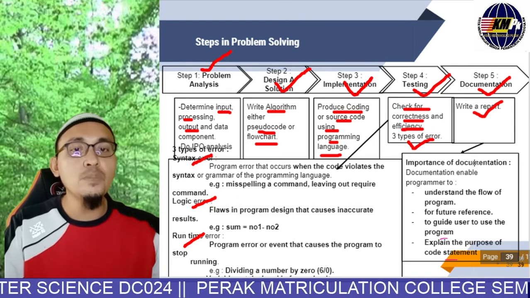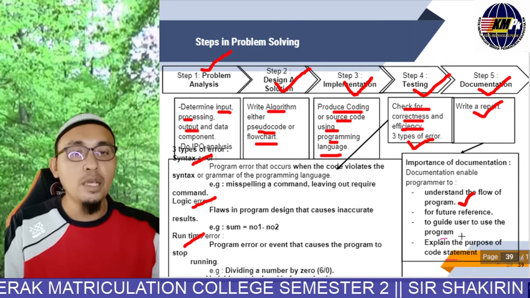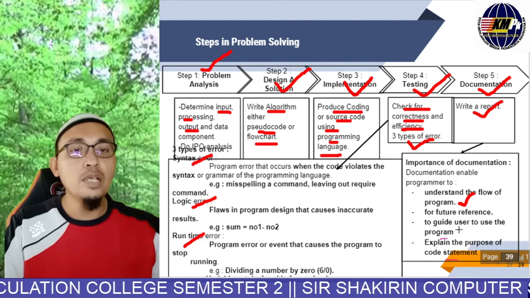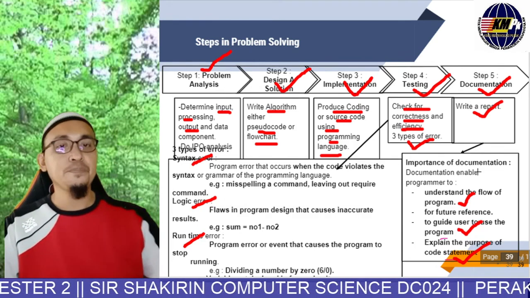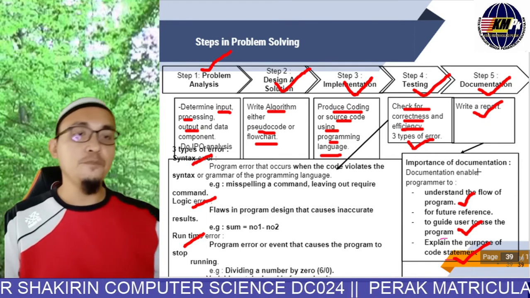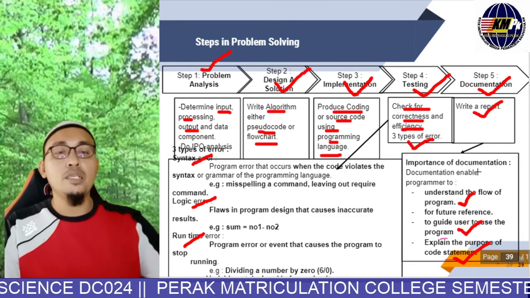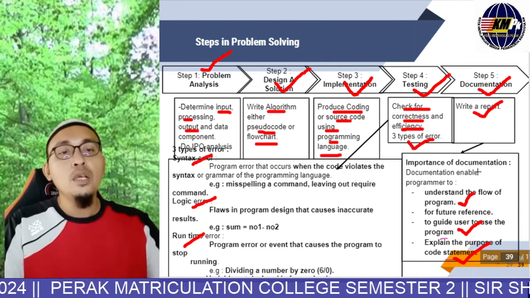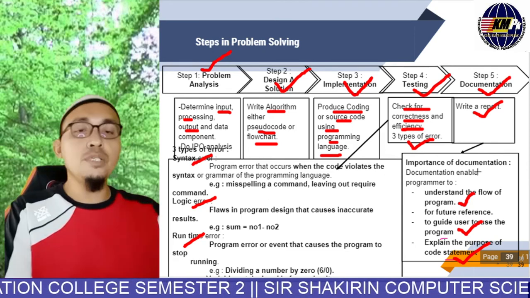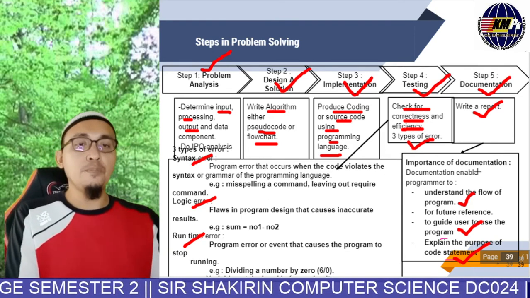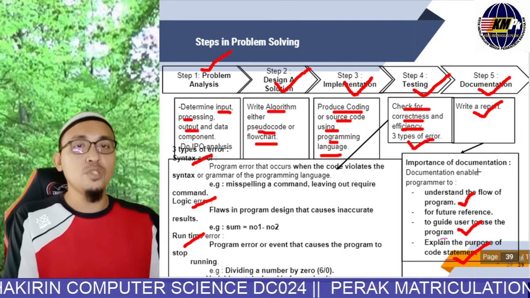The importance of documentation: it enables programmers to understand the flow of the program for future reference, guides users to use the program, and explains the purpose of the code steps. That's all for our first topic on approach in problem solving. In the next video, we are going to focus more on design a solution, where we will see a problem statement and how pseudocode and flowchart solve that problem.